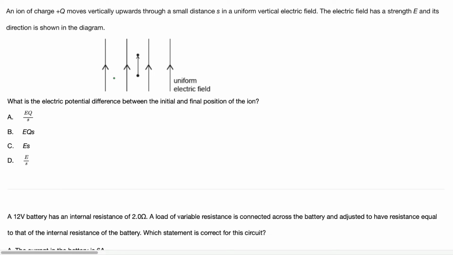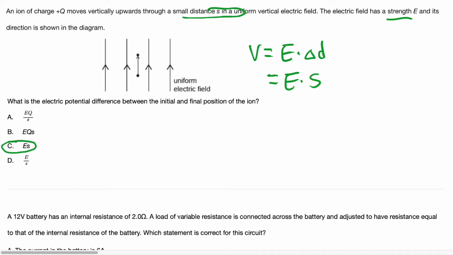An ion of charge positive Q moves vertically upwards through a small distance x in a uniform vertical electric field. The electric field has a strength E, and its direction is shown in the diagram. What is the electric potential difference between the initial and final position of the ion? We know that potential difference is equal to electric field multiplied by change in distance when the strength of the field remains uniform. Here the strength is just E, and moving through a distance of x, so it is equal to E multiplied by x. So the answer will be C.